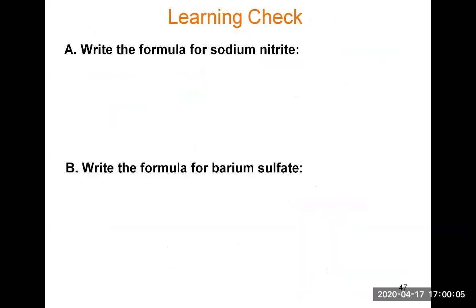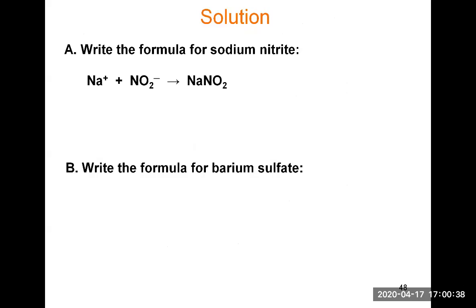So let's practice by writing the formula for sodium nitrite. Sodium is the symbol Na. Sodium is a predictable ion found in group 1A, so it's Na+. Nitrite, you need to find in your list of polyatomic ions. It ends in "ite", so it's a polyatomic ion, and the nitrite ion is NO2 -1. So Na+ plus NO2 -1 will make the compound NaNO2.